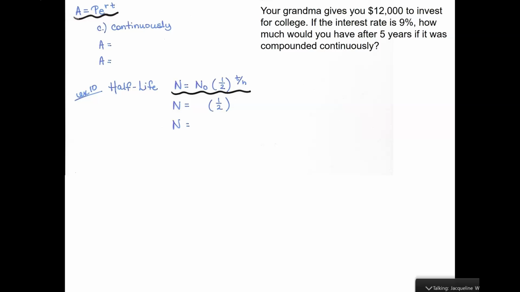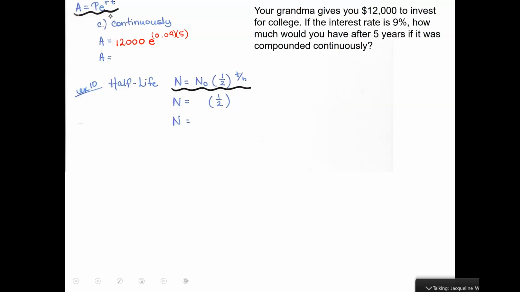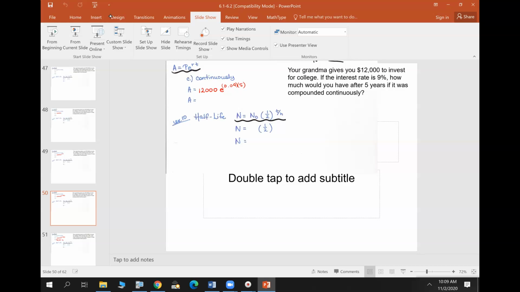All right, so if it was being compounded continuously, what's your principal again? 12,000, and then we've got e to the, our rate was 9%, so how are we going to write that? 0.09, and then your time in years was what? 5. All right, so here's how you're going to put that into your calculator.